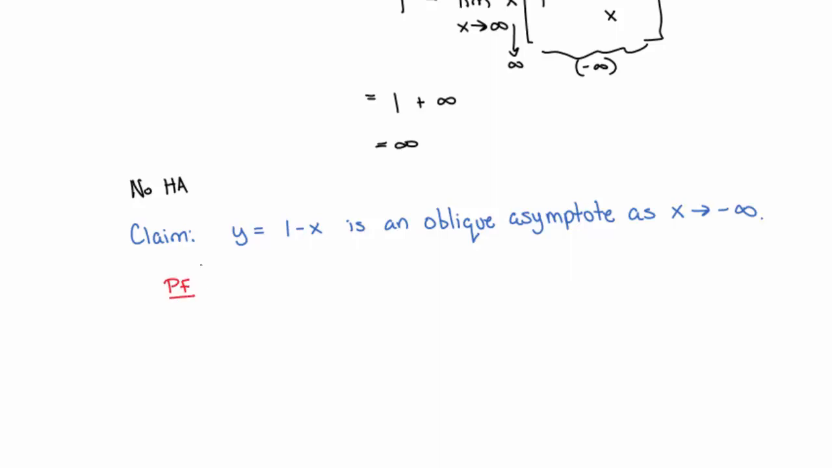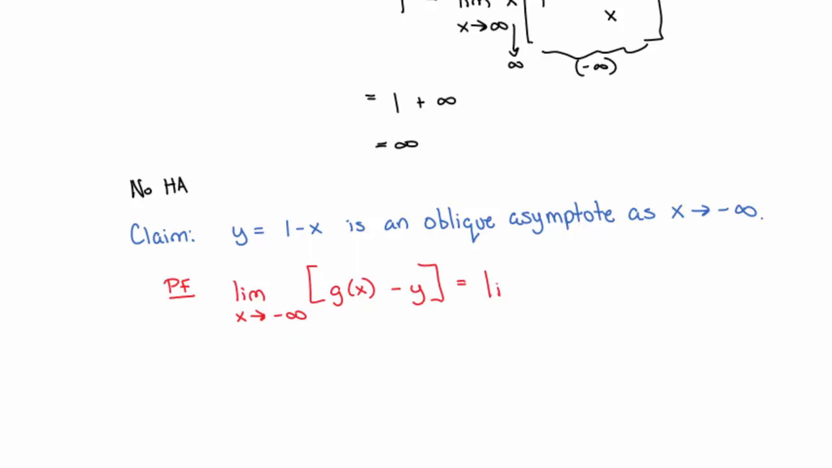And you can go back 1 or 2 videos in this playlist to see why I need to go through this proof, because I define oblique asymptotes via calculus there. Proof: by definition, if it's going to be an oblique asymptote, we need to look at the limit as x goes to, again, negative infinity, of g of x minus my supposed asymptote. I want that to be 0.